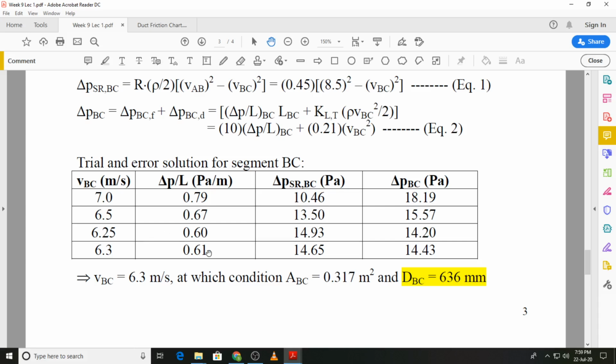and I've just made it 6.3, and at this value you can see that the two values, that is the static regain value and the pressure drop, which is the sum of both frictional and dynamic losses, are quite close together, and we can stop our iteration at this point. We can say now that the velocity that we have guessed to be 6.3 meters per second is the velocity at which the static regain will balance the pressure drop, and this is the value that we can then use to find out the cross-sectional area.